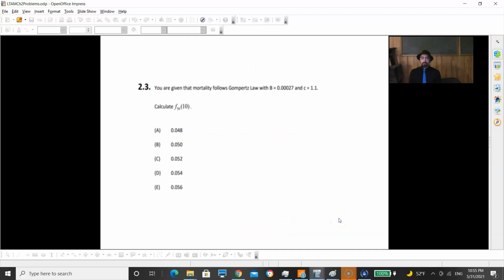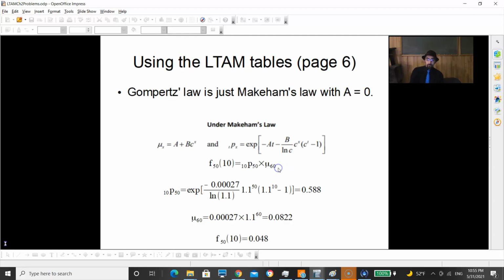Problem 3. You're given that mortality follows Gompertz's law, and they give you the B and the C. Remember that for Gompertz's law, we always assume A equals 0. Gompertz's law is a special case of Makeham's law with A equals 0. And you're supposed to calculate the probability that a 50-year-old will die in exactly 10 years. The probability density of that.